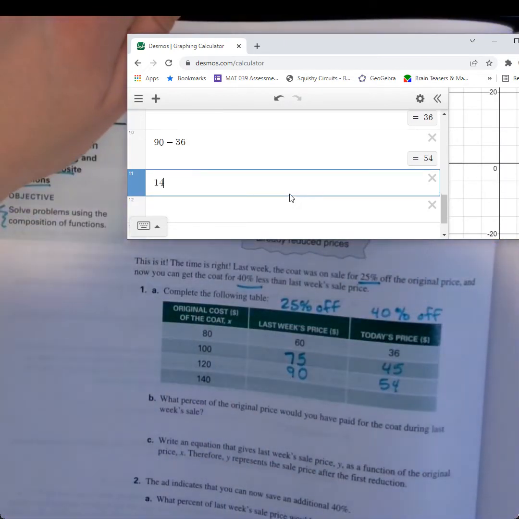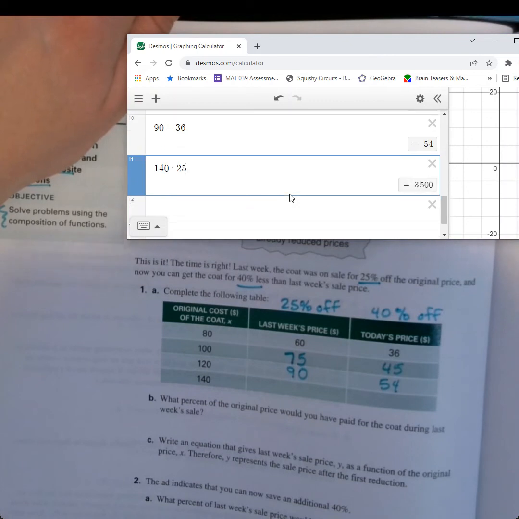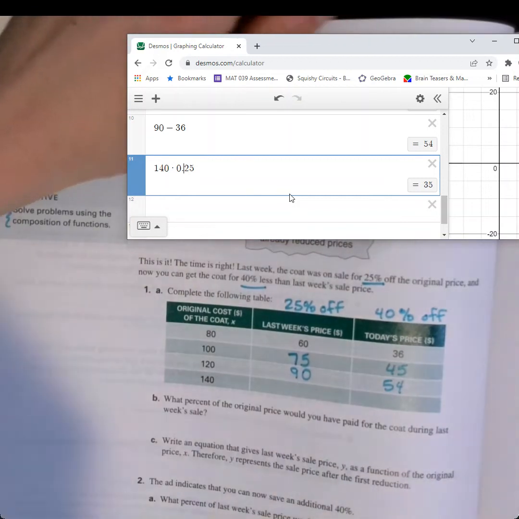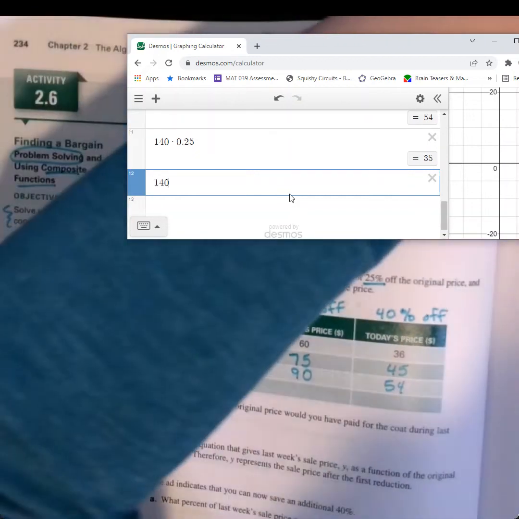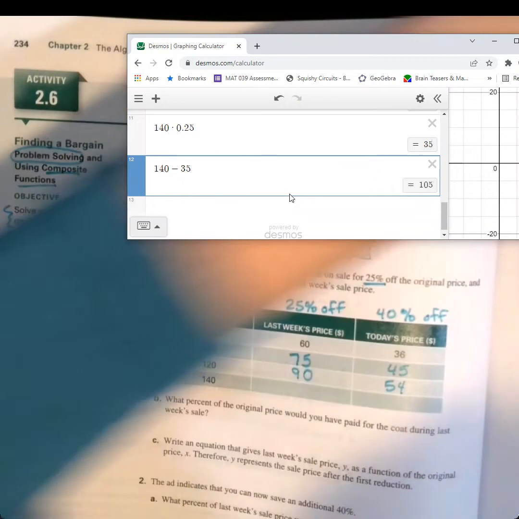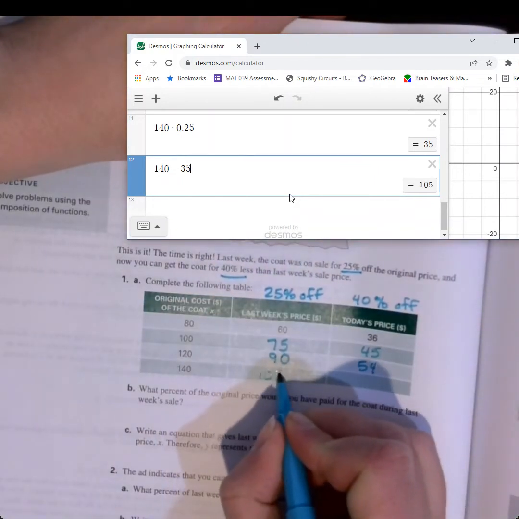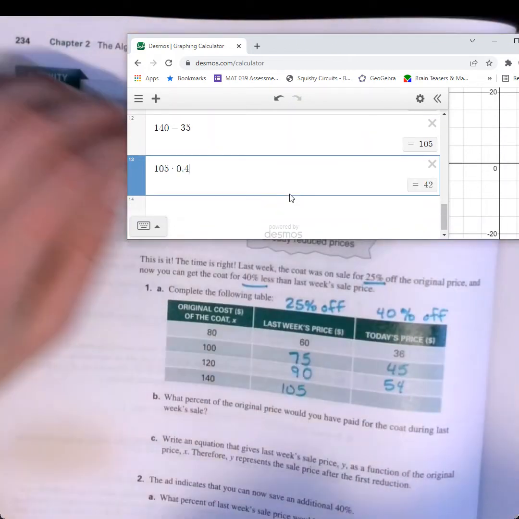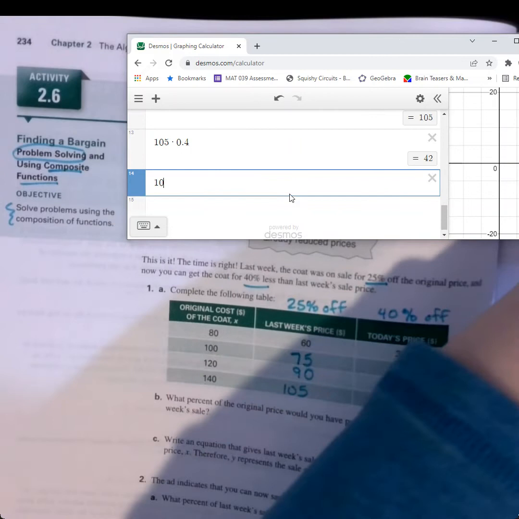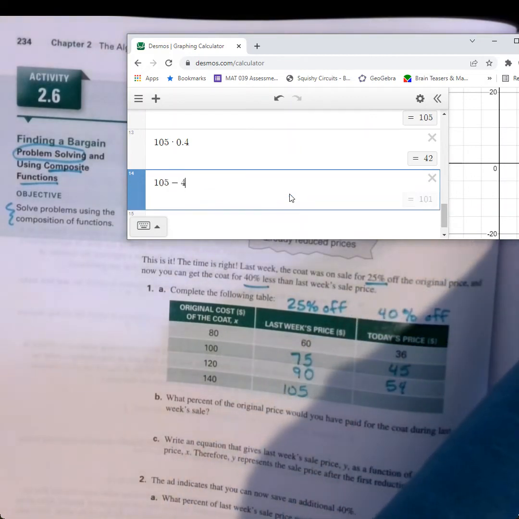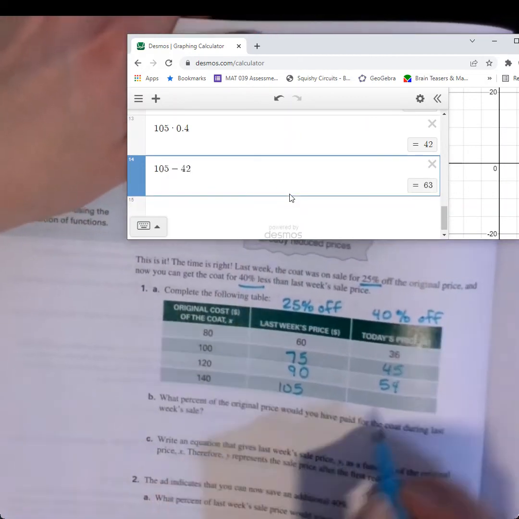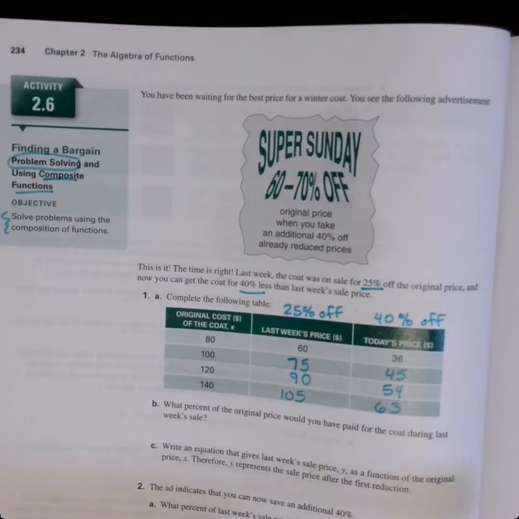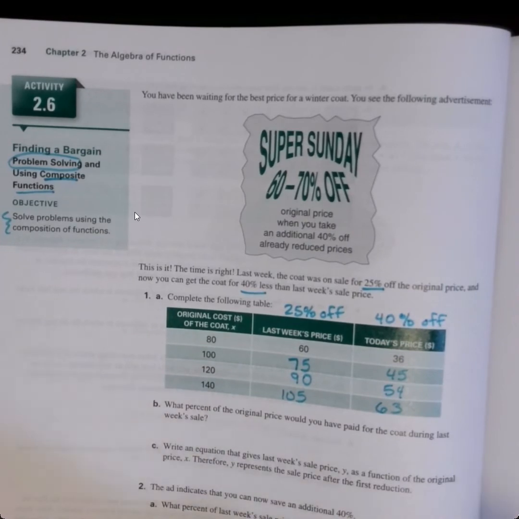And the last one, $140 times 25%, I'm going to save $35, so I'm going to end up paying $105. And then I get my 40% off of my $105. And I saved another $42. And so I end up paying $63. Okay. So that's one way to have done the calculations on these, perhaps the long way.